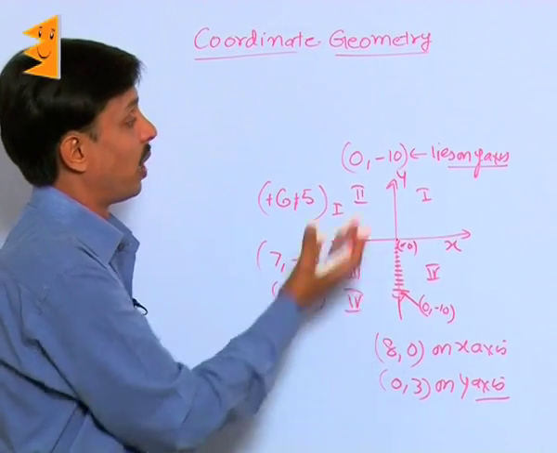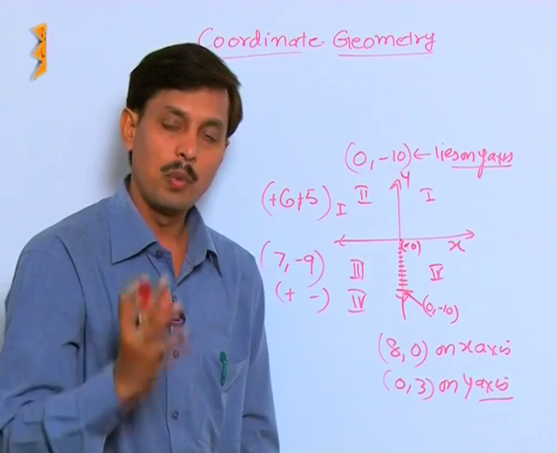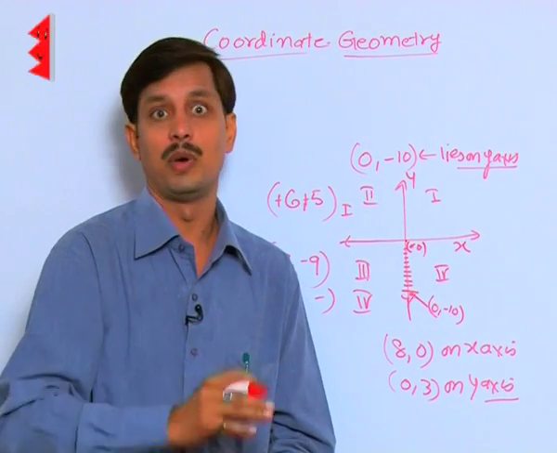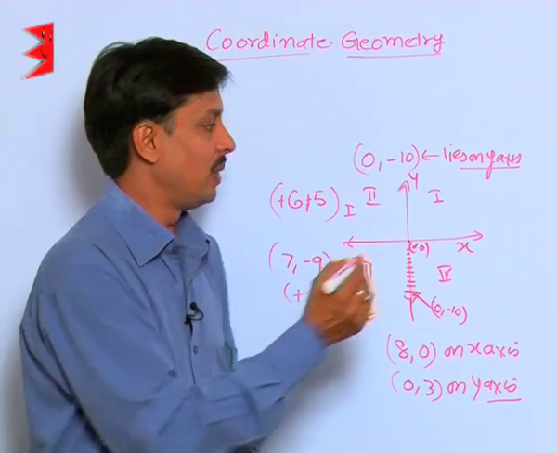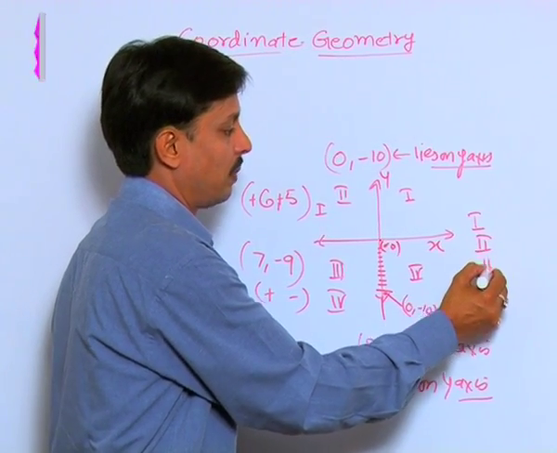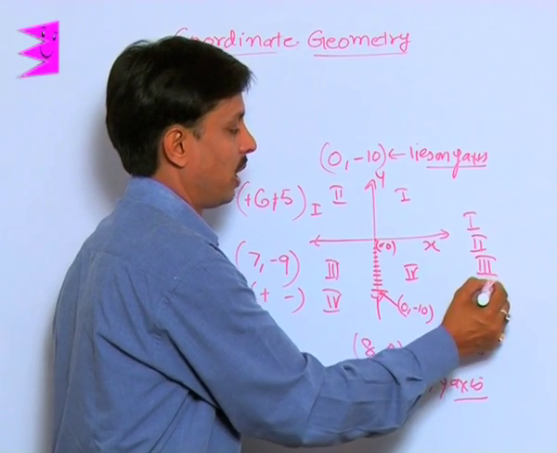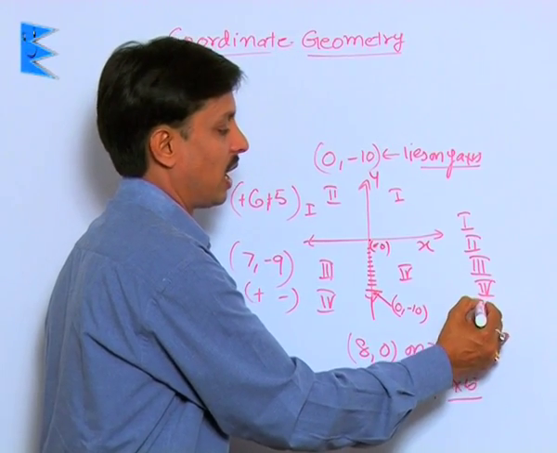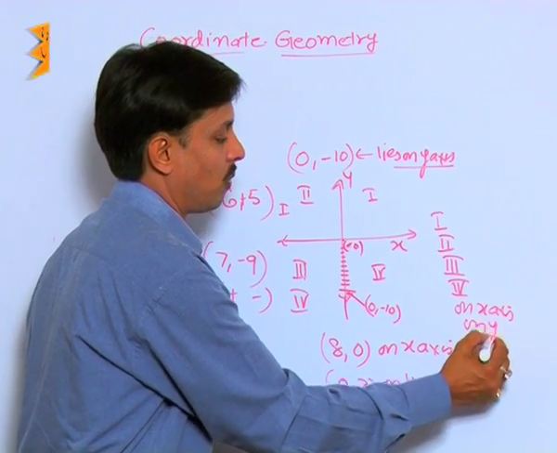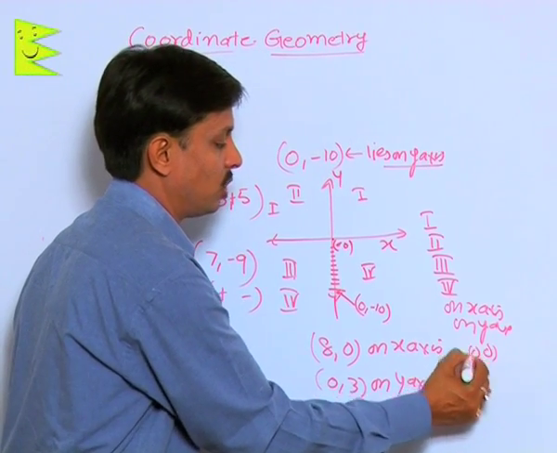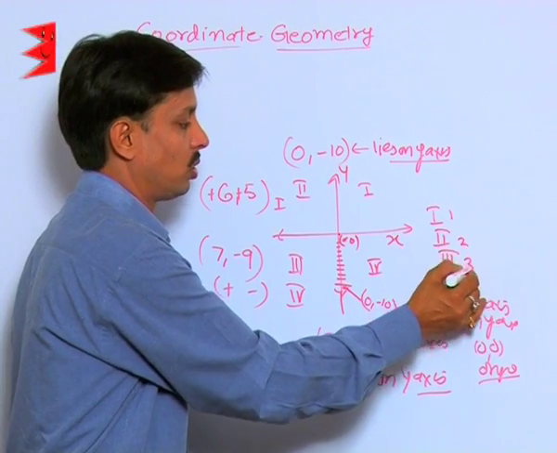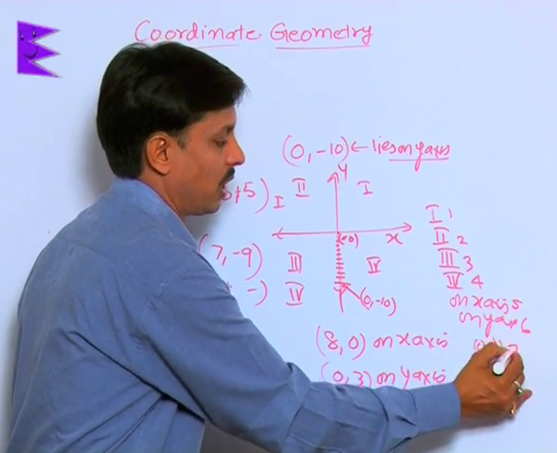So ultimately, what is coming? In how many positions can a point be located? 7. What are these? A point can be in the first quadrant, in the second quadrant, in the third quadrant, or in the fourth quadrant, or it can lie on the x-axis. It can lie on the y-axis, and if it is (0, 0), it lies on the origin. So 1, 2, 3, 4, 5, 6, 7.